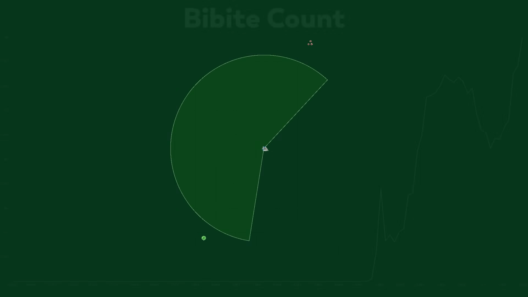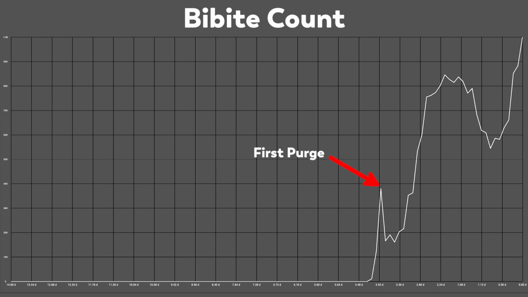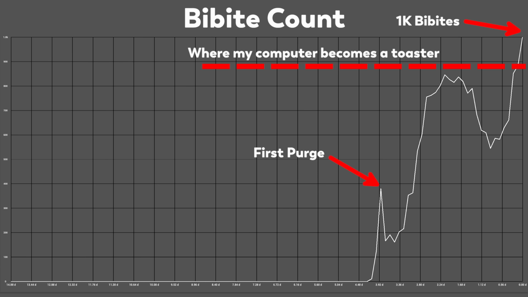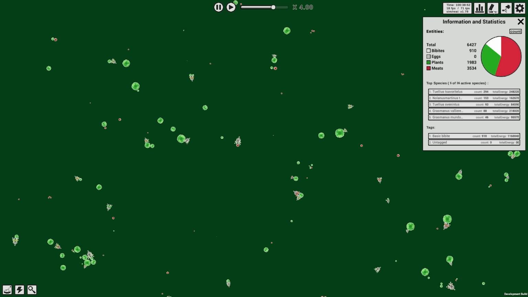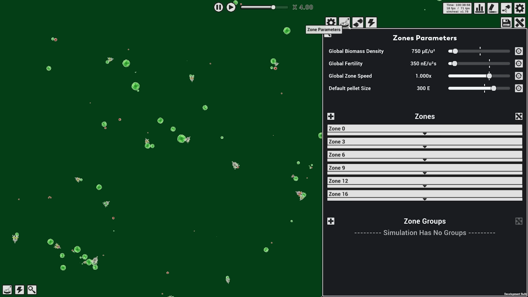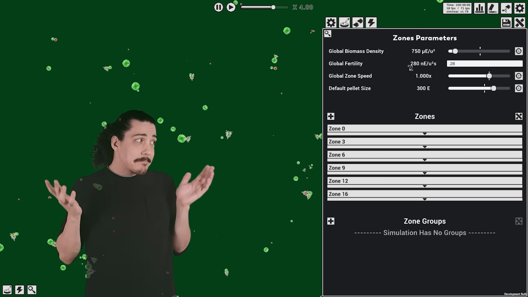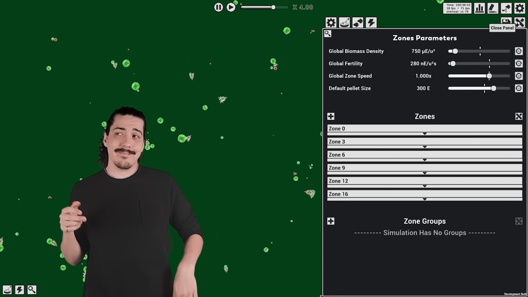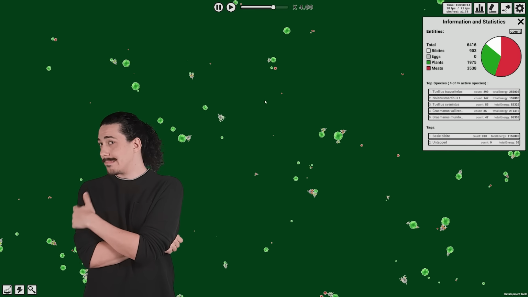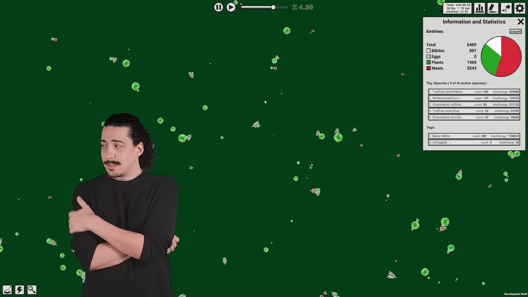With all species increasing in efficiency, the population has again reached unsustainable levels for our poor computer, so we once more lowered global fertility by a small amount. Sorry Bibites, dark times ahead. Again, it had to be done. At least it should be the last time, hopefully.